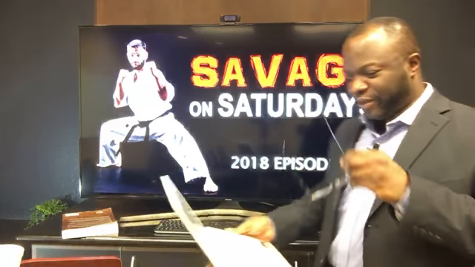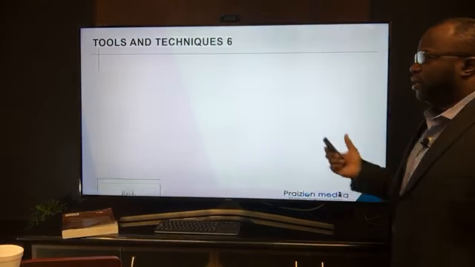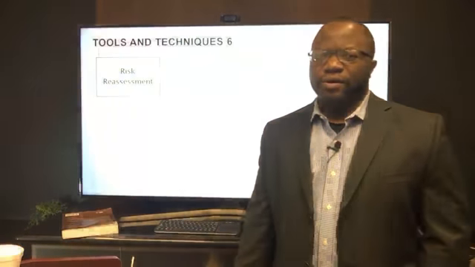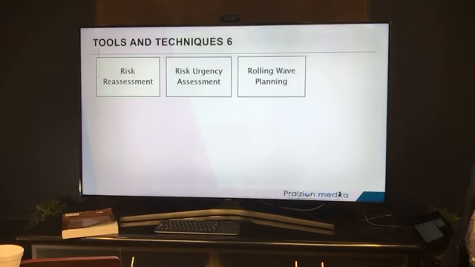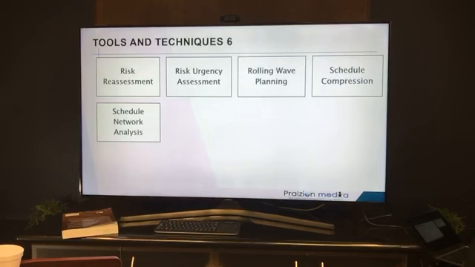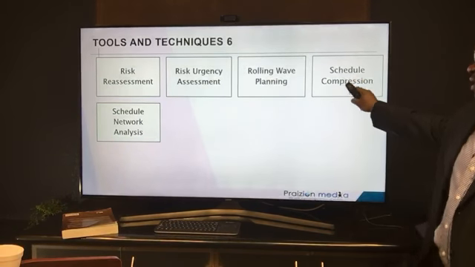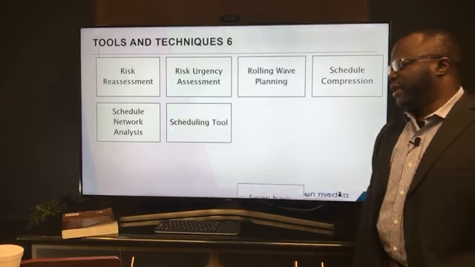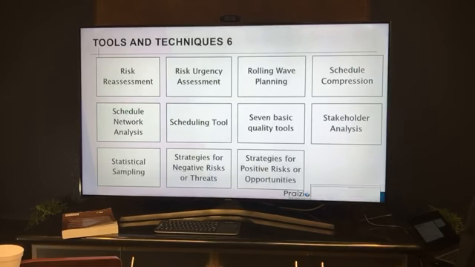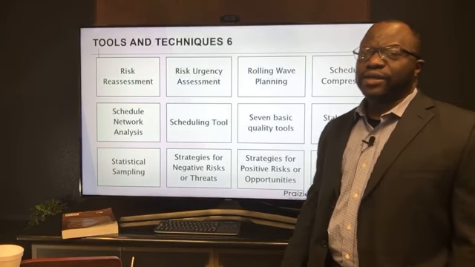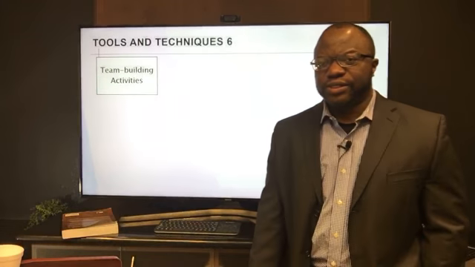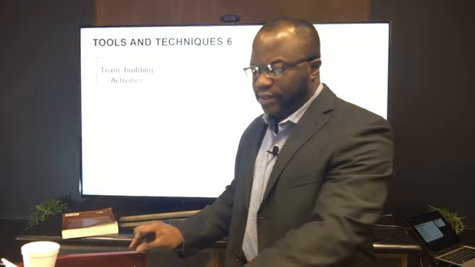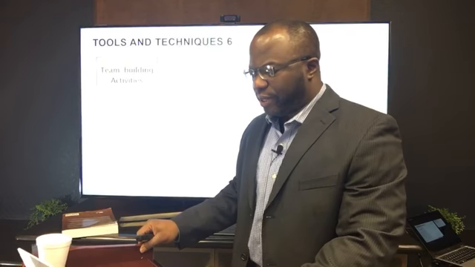All right, let's get into it because we've got quite a bit to talk about. Tools and Techniques 6. What are we covering today? Lots of stuff. Risk reassessment, risk urgency assessment, rolling wave planning. We covered those last week. Now we're starting with the S's today. Schedule compression, schedule network analysis, all of the S's. And our intent is to actually get to the point where we can cover everything else to take us to the end of the tools and techniques. There are so many tools and techniques, it's a little bit overwhelming. So I'm glad we actually broke it down.